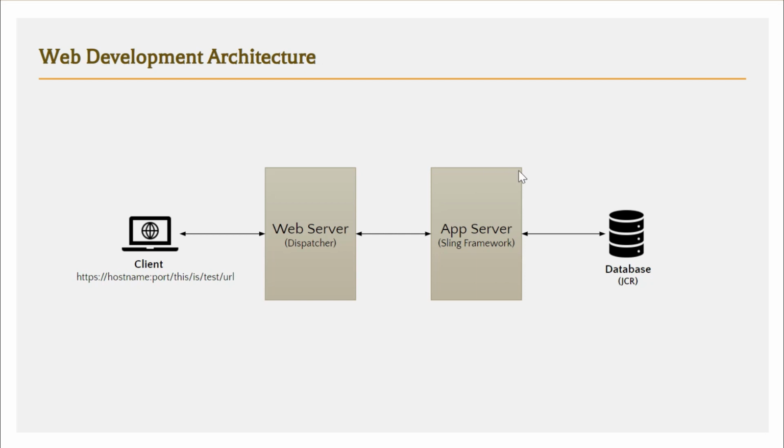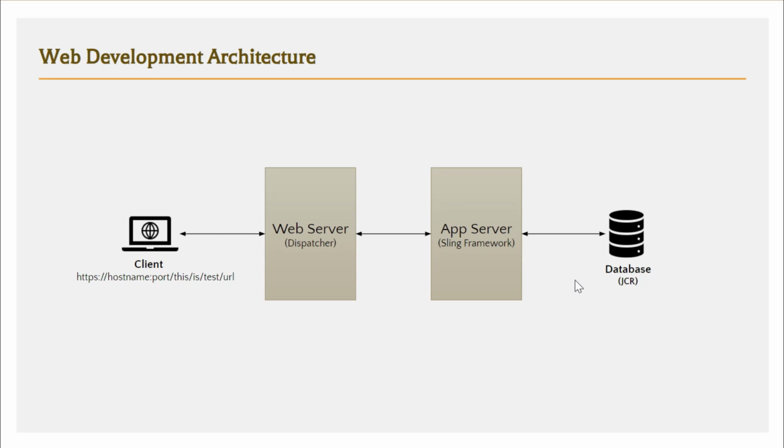But then if we go to the app server, the framework which we use here is the Apache Sling framework. As I told, the job of the framework is to decide which Java class or which code to execute if so and so URL is given in the browser. So it maps the URL to the code which has to be executed. That job here is done by the Sling framework. And the database here is the JCR, which is the Java Content Repository. It is a NoSQL database.